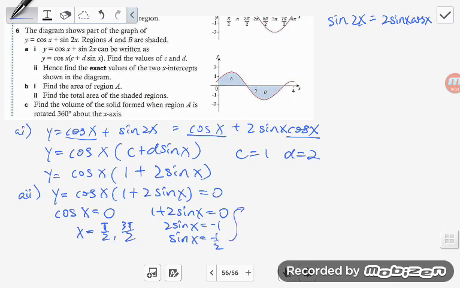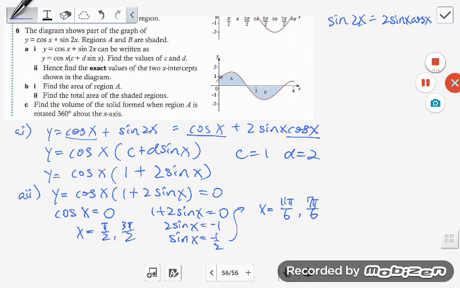Then for sine x, I'm looking at my y coordinate, which is negative, so that will be 3 pi over 2. Is that right? Wait, let me check. Oops, that's not right. It's actually 11 pi over 6. And there's another one, which is 7 pi over 6.